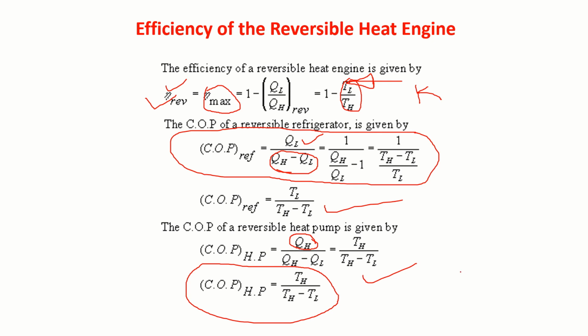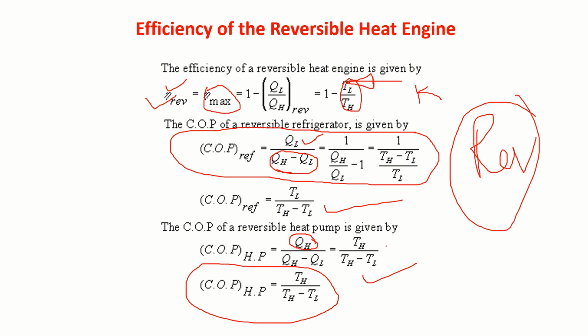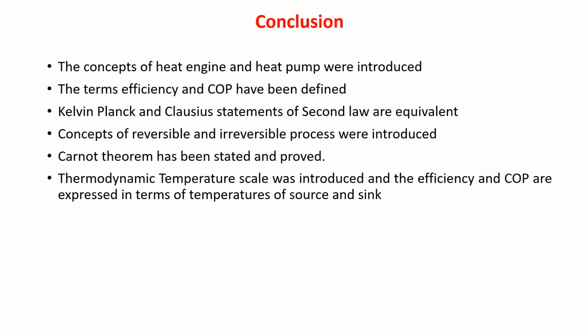Please remember that these relationships hold good only for reversible, ideal cases. In an actual case, we should not be writing like this. This we will study a little later: how do we do it for an actual engine? It is always for a reversible engine.